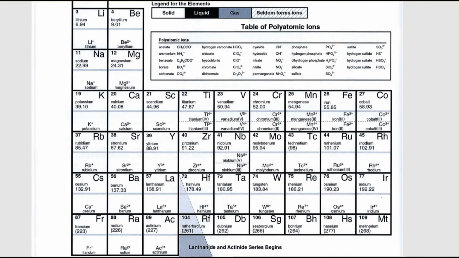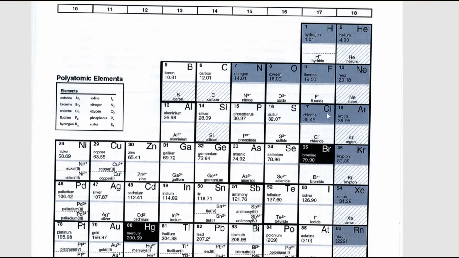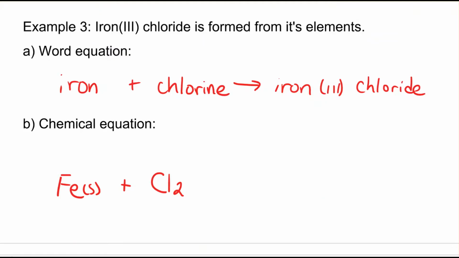Cl2, and we'll look for its state of matter. Okay. Chlorine is shaded in gray, and that was a gas at room temperature. Gas. So iron and chlorine make iron 3 chloride. Iron 3 is Fe3 plus. Chloride is Cl minus. So we need 1 Fe and 3 Cls.